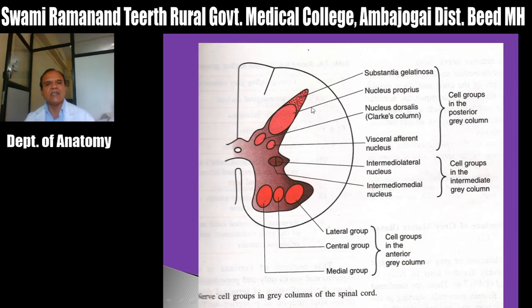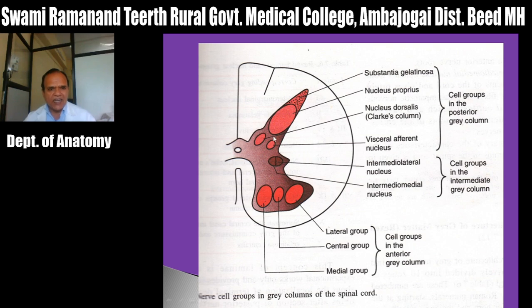So we'll come again to this picture. Before that, we'll see this one. What are the internal features? Can you see here also? This is the anterior median fissure, and this is the posterior median sulcus. So here it is a posterolateral sulcus, and here it is an anterolateral sulcus. Okay.